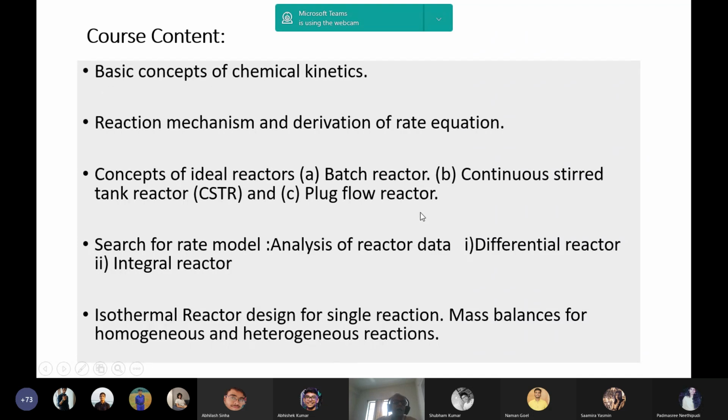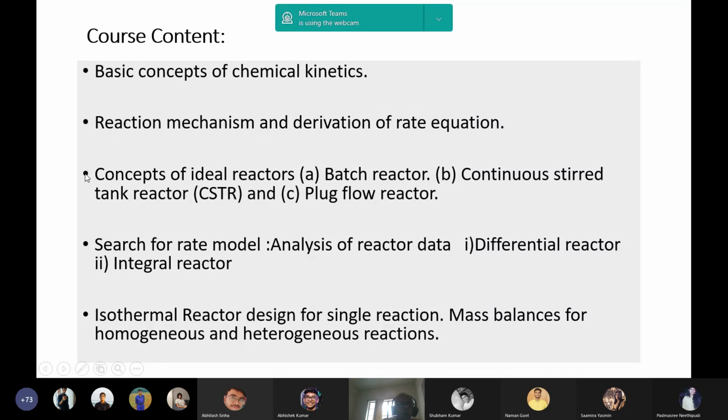The course content is the important slide. You see the first part of the course, the first chapter: basic concepts of chemical kinetics, reaction mechanism and derivation of rate equation. Various rate equations will be derived. Then the concept of different ideal reactors. I am not going into details about the types. Fourth, search for the rate model.